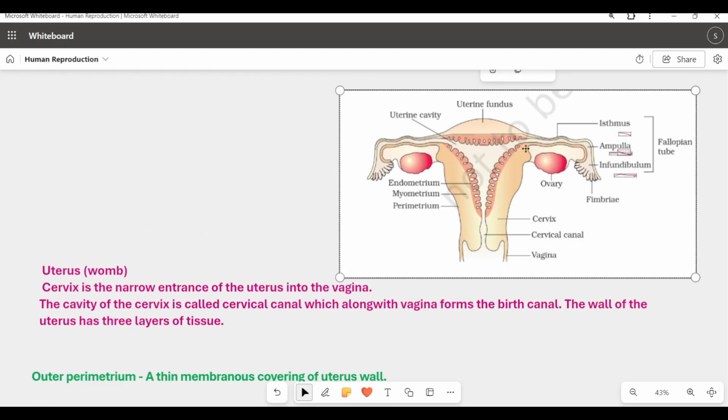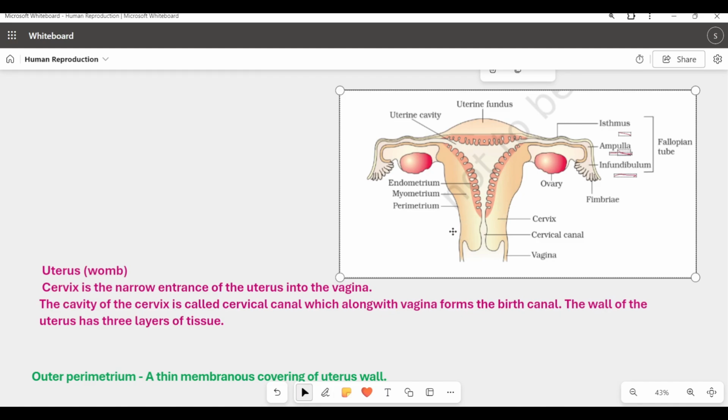Followed by the isthmus is the uterus, which we commonly call the womb, where the fetus is developed. It's almost 7.5 centimeters in length and 5 centimeters in width. It looks like an inverted pear. We already said that the ovary is attached to the uterus with the help of certain ligaments, and the uterus is also attached to the pelvic wall with the help of ligaments. And this uterus lies between the urinary bladder and the rectum.